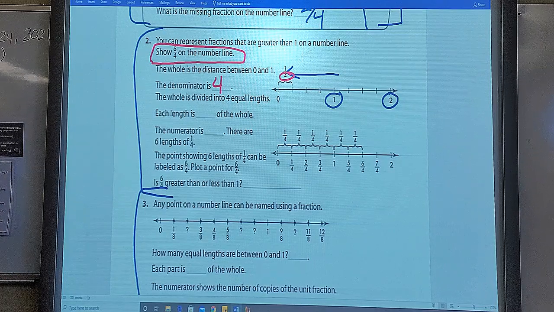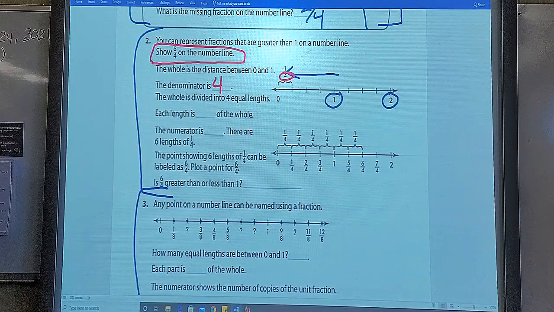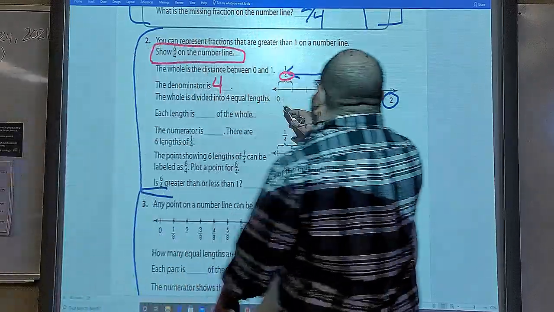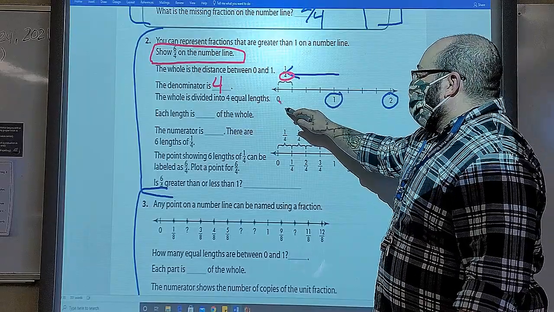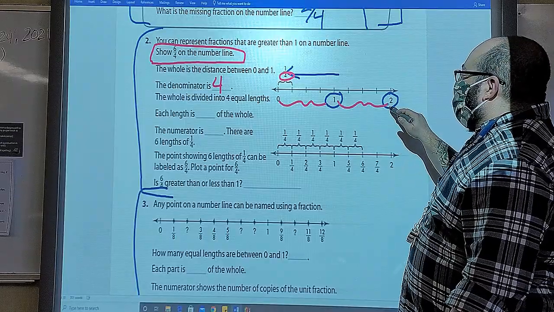Ariana, what does the denominator tell us? Say that a little bit louder. There's four spaces before the one and after the one. Yeah, so in this case, it is after the one as well, right? So what it means is, you can look at this in a couple different ways. What the denominator tells us is that this line from 0 to 1, that's one whole. This is one whole right here, from 0 to 1. This is a second whole right here, from 1 to 2.